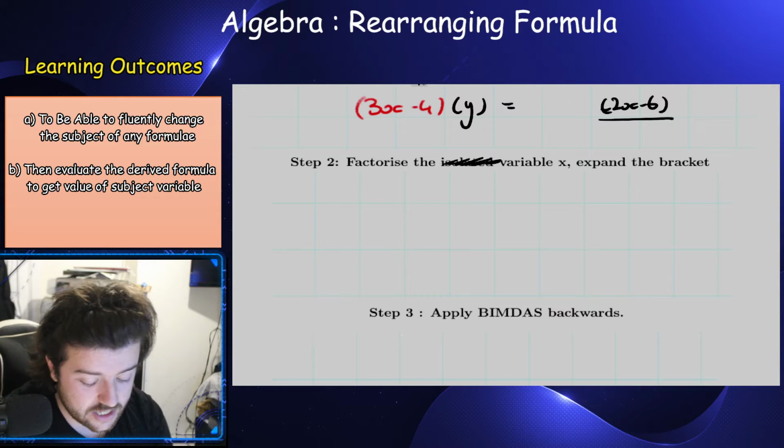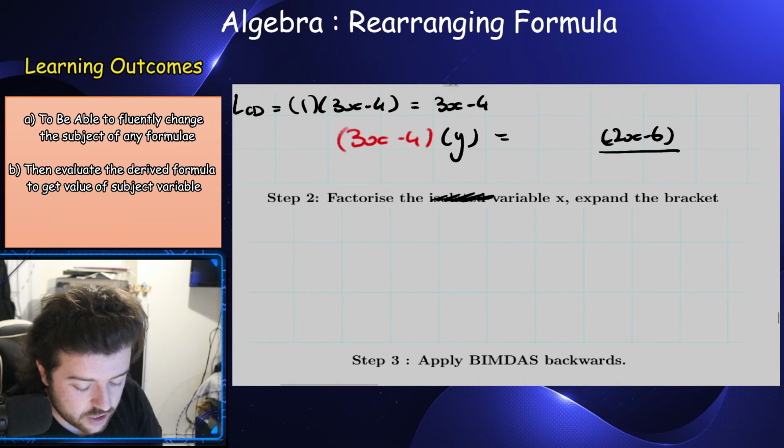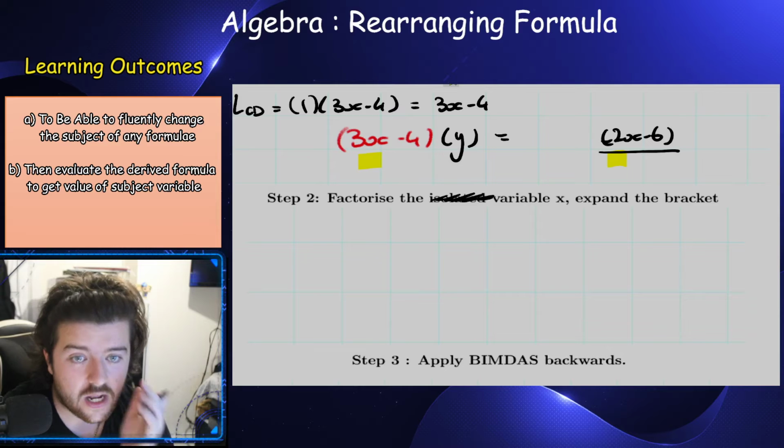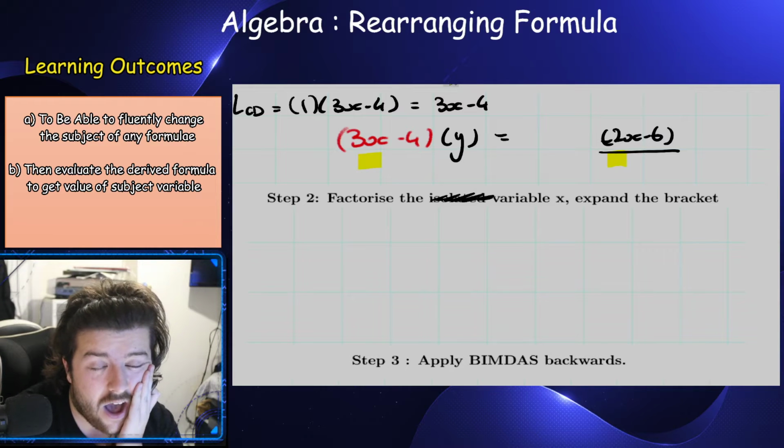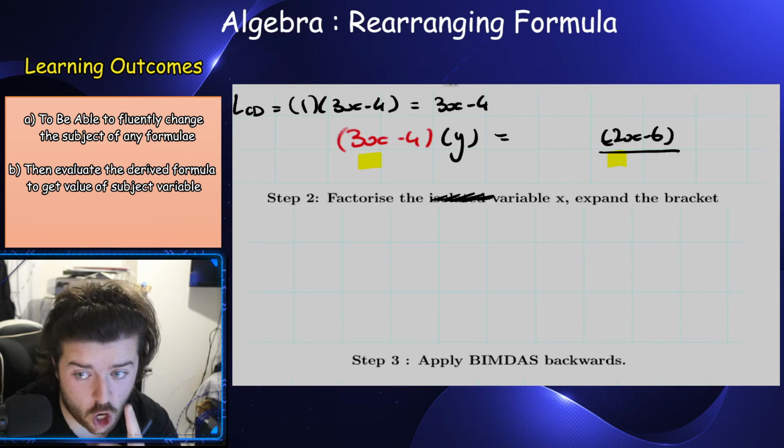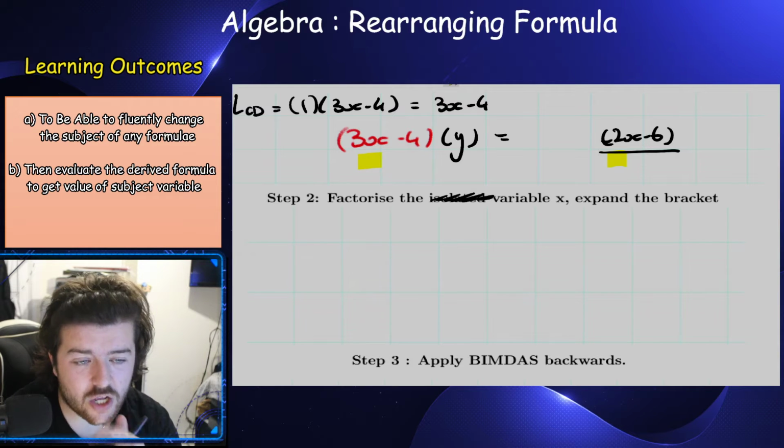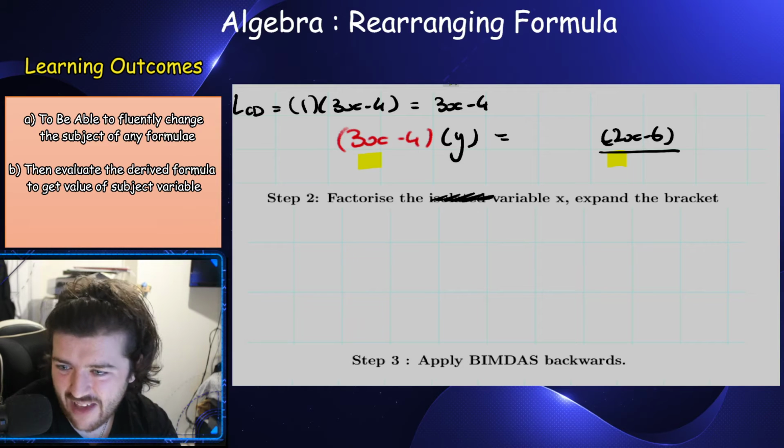Because as you see here, I have two terms now, and both of these terms contain an x. In order to isolate x, I need just one term with x. It doesn't work when I have multiple terms that have x in them.